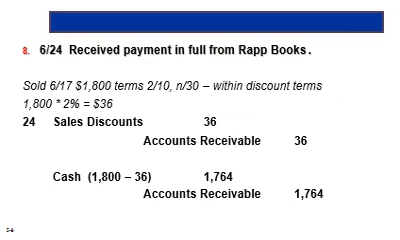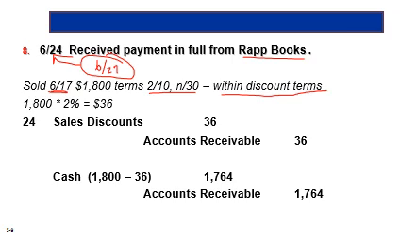All right, on the 8th, we're going to receive payment in full from Wrap. So this originally, the sale took place on the 17th. We gave terms of 2/10 net 30. So 6/17 plus 10 gives us till 6/27. And we're at 6/24. So we're within the discount terms. So they're going to get their 2% discount.